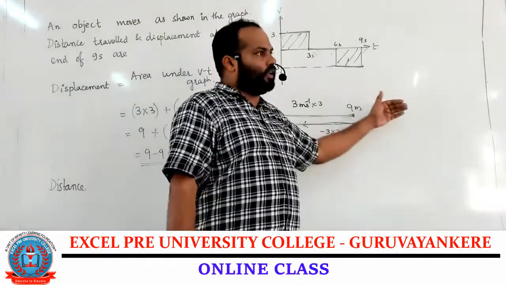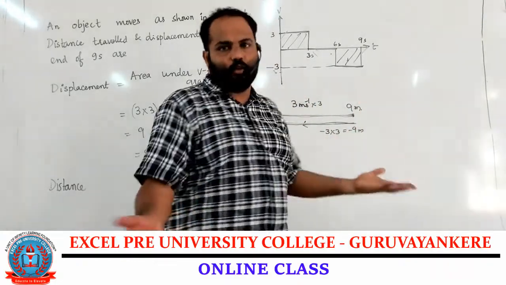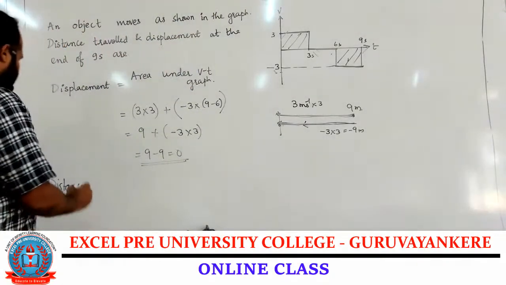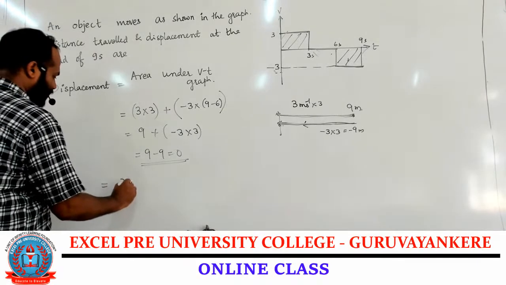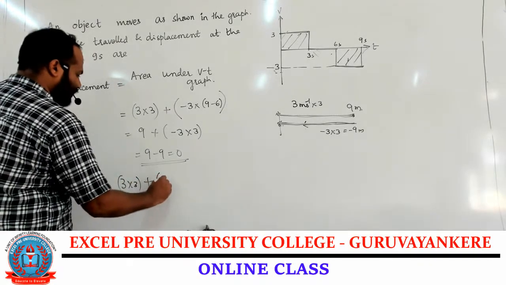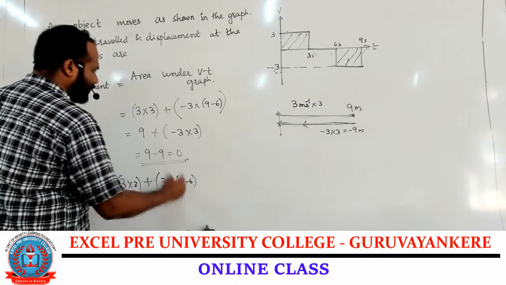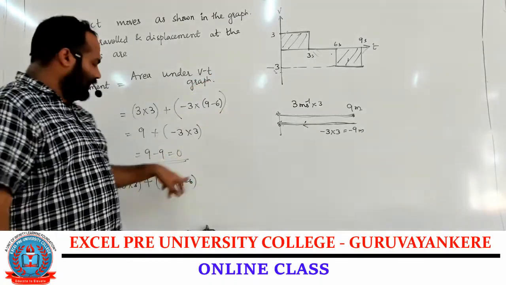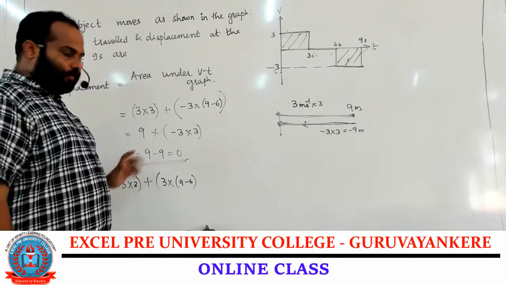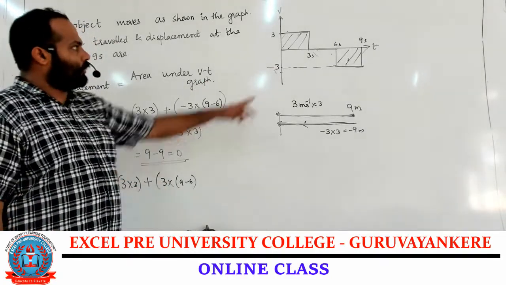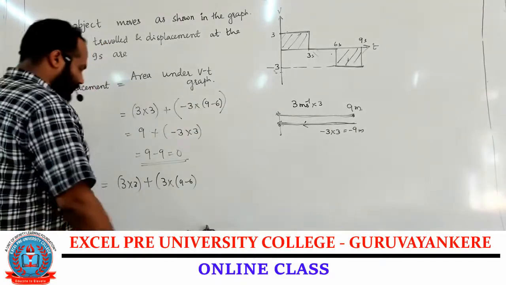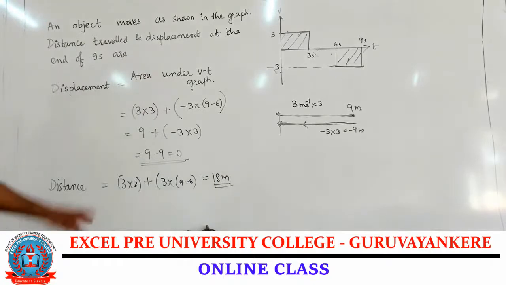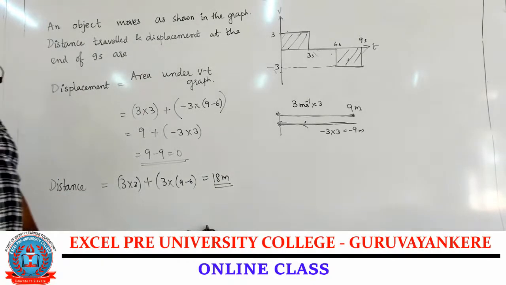So 9 meter you went forward, 9 meter you came back, total path length traveled by you is 18 only. Correct? So distance is 3 into 3 plus 3 into 9 minus 6. We don't take the negative sign. This is velocity, this is the negative sign. For distance, we need speed. Speed is the magnitude of the velocity. So it should be 18 meter. 9 plus 9, 18 meter should be the answer.